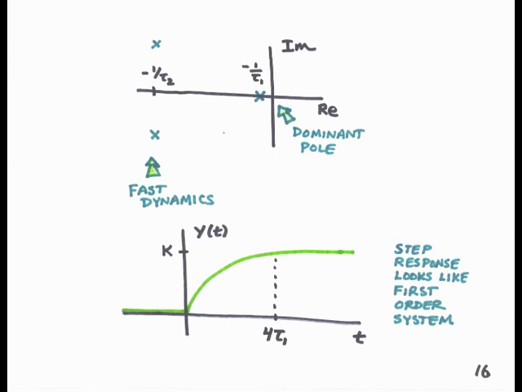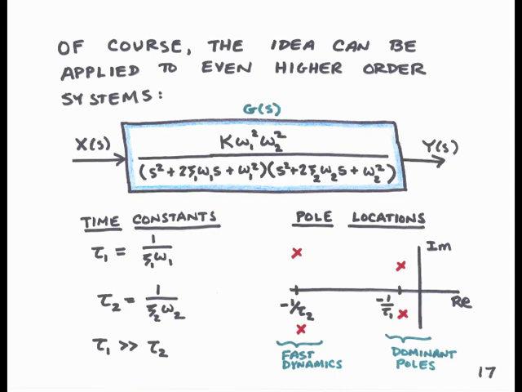In this case, the response of the third order system will look like the response of a first order system. That is, it will go to the DC gain of the system in an amount of time equal to 4 times the time constant of the slow system, and it'll do so without any oscillation. Not surprisingly, we can extend this idea to even higher order systems. So let's consider a fourth order G(s), shown here.